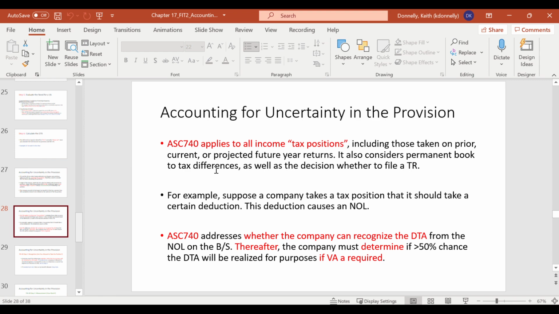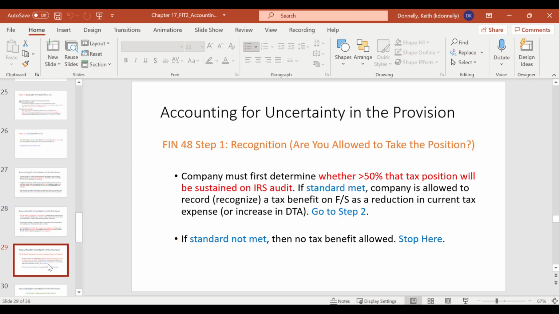So as I have here, suppose a company takes a tax position that it should take a certain deduction. This deduction causes an NOL. ASC 740, right, is going to determine whether the company can recognize the deferred tax asset from the NOL on the balance sheet. Thereafter, the company has to determine if it's more likely than not the DTA will be realized for purposes of whether a valuation allowance is required. Okay? Then we have this overarching FIN 48, right?